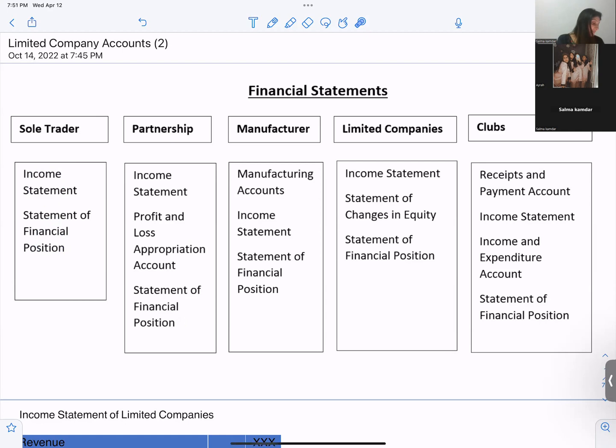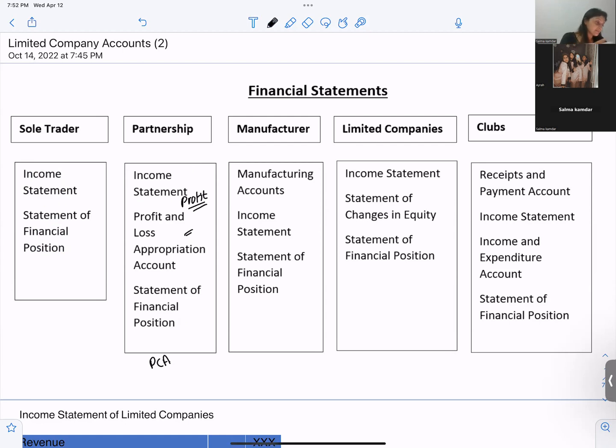There is one thing in the partnership that comes in the income statement but does not come in the partner's capital account. What is that? Interest on loan. It does not come in the appropriation account. Okay. So whatever profit you get in the income statement, it is called which profit?